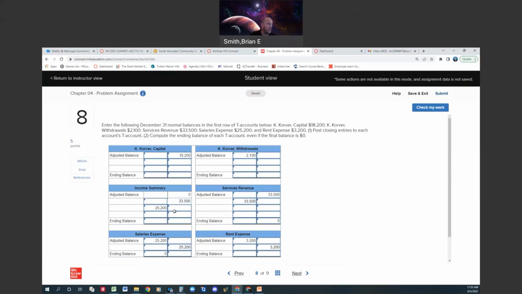Oh, okay. I know what it's doing. It's saying we can't use both lines. Okay, this is going to be complicated. This will be interesting. 33,500. So let me go ahead and put this rent expense of 3,200 over here again. Because when I do this, okay.